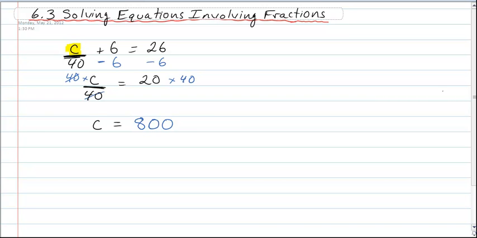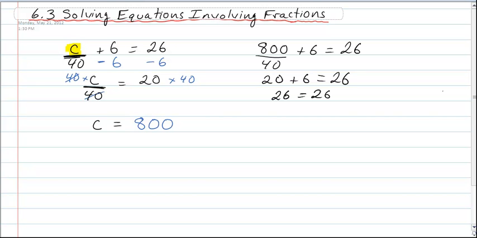Now to verify that, I simply plug it back into the question. I go 800 instead of c, I go 800 divided by 40 plus 6 should equal 26. And if we take a look at that, 800 divided by 40 is 20, plus 6 equals 26. And notice I'm working down here. 26 equals 26. Right? And so my ultimate answer here shows that it's balanced.